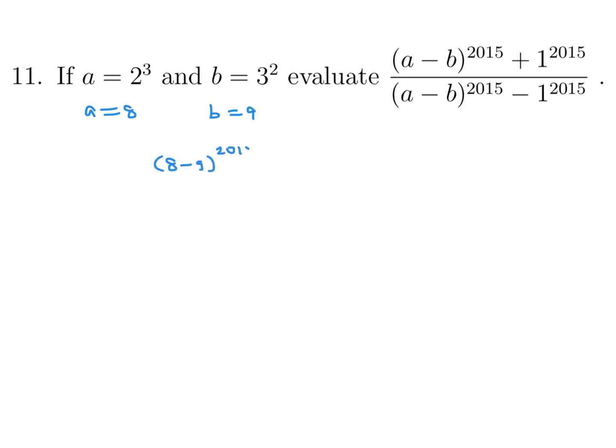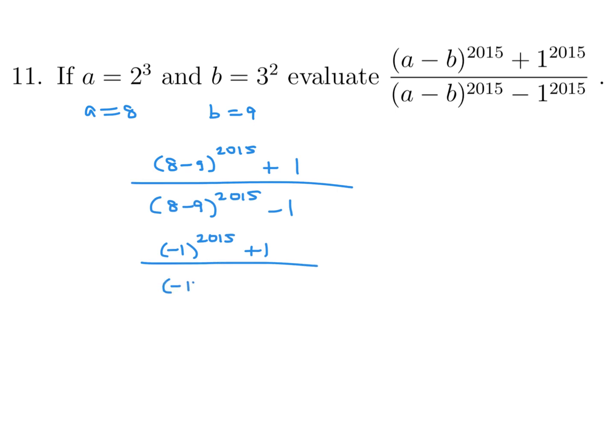to 2015. And then we got this 1 to the power of 2015, which is just 1. And then we have 8 minus 9 again to 2015, and then this minus 1. Well, 8 minus 9 is minus 1. So minus 1 to the power of 2015. And then minus 1 to 2015, minus 1. Okay, minus 1 to the power of 2015 is minus 1. And therefore, this just becomes 0 after all that. And that's the answer.